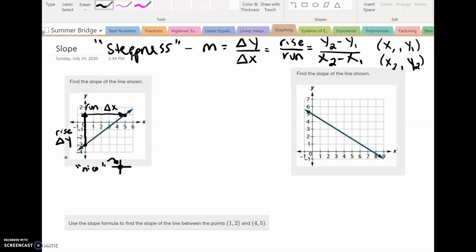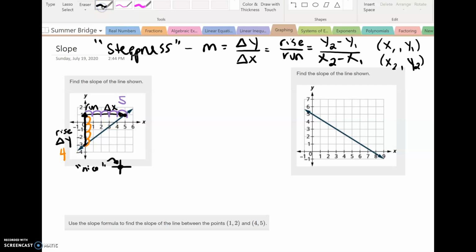Okay, so now that we've talked through that, whenever we're given a linear line on a graph, I like to just count the boxes. So if I'm taking a look at my first example here, I'm looking at how many boxes I'm going up versus how many boxes I'm going to the right. So I'm going up 1, 2, 3, 4 boxes. So my rise in this case is 4. And then I'm going to take a look at how many boxes I'm going to the right. So I'm going 1, 2, 3, 4, 5. So my run, or my change in X, is 5.